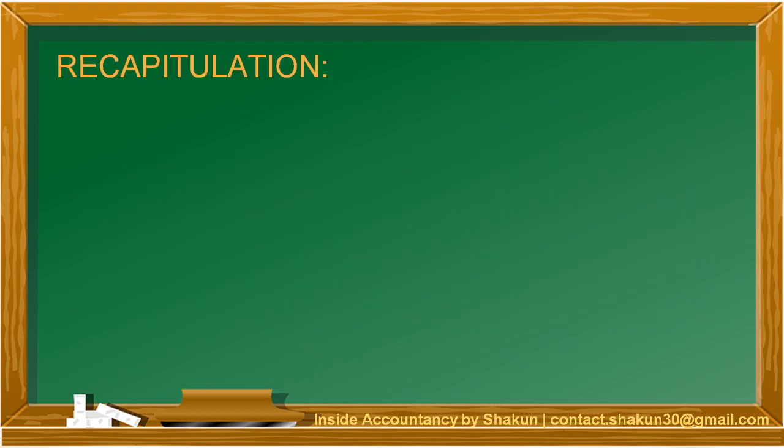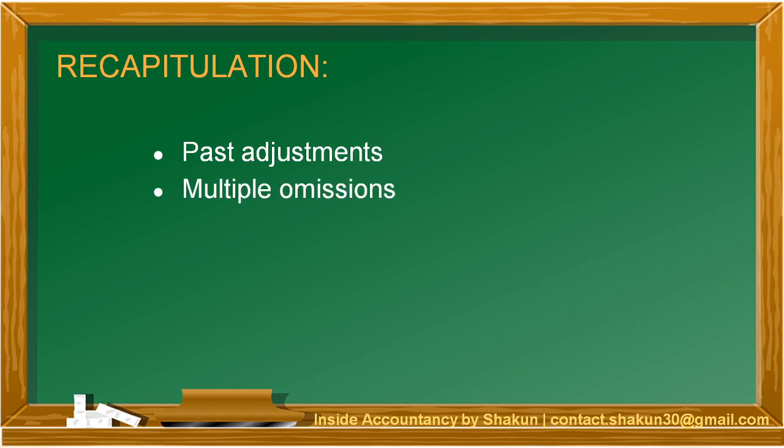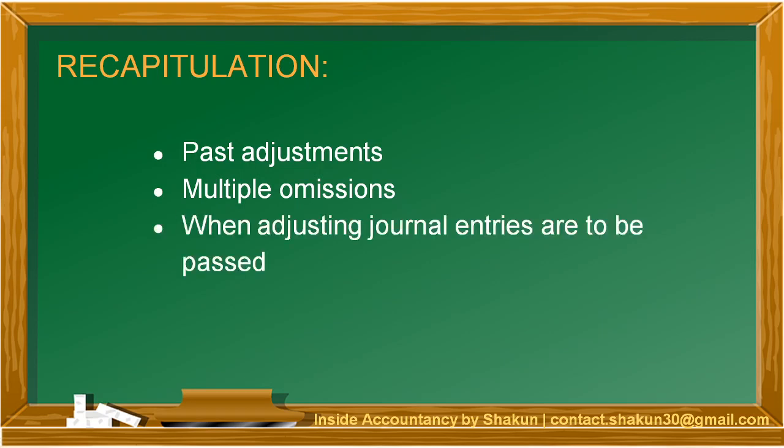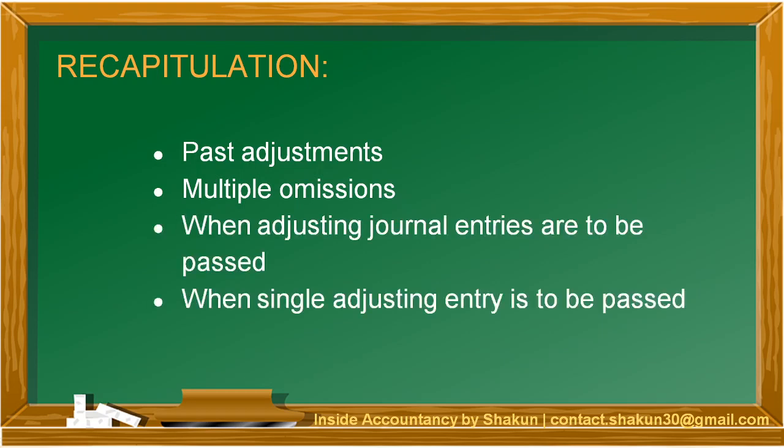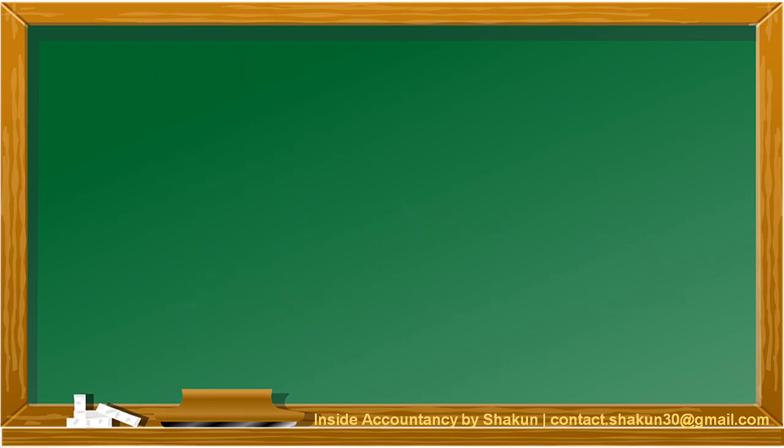In this video, we have talked about the meaning of past adjustments, the various methods of past adjustments, multiple omissions given in a question, when adjusting journal entries are to be passed, and when a single adjusting entry is to be passed. So I've explained both the methods with the help of one question. I hope the concepts are clear to everybody, and I hope you liked my video.